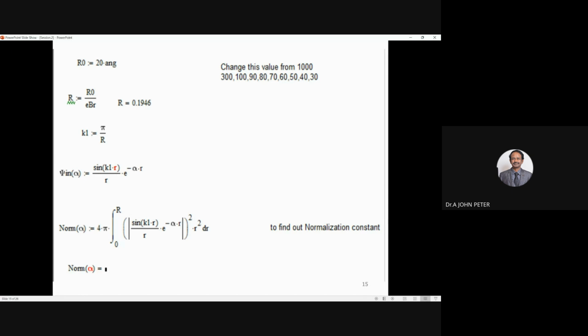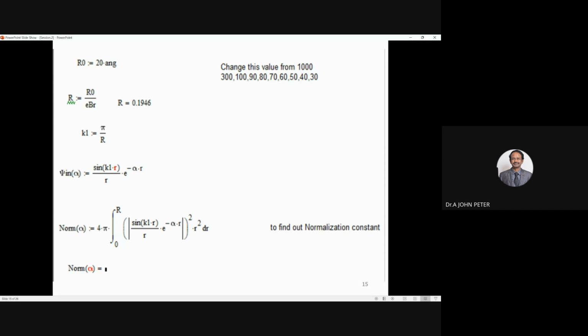Now, psi in means you are going to assume this wave function, sin kr by r e power minus alpha r. And you are going to assign the norm. Can you remember this one? The norm is 4 pi integral of psi star psi d tau. D tau stands for r square dr, and of course we have removed sin theta for 4 pi. So that's why we write 4 pi integral from 0 to R of psi star psi r square dr.